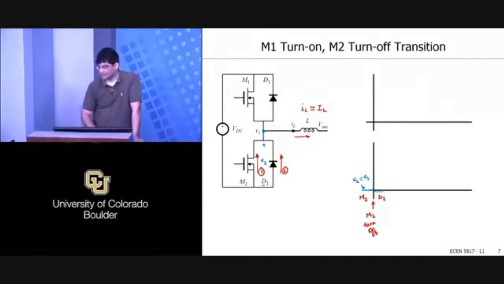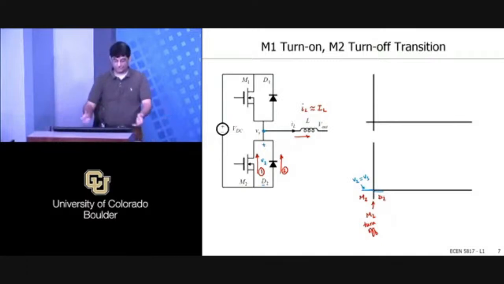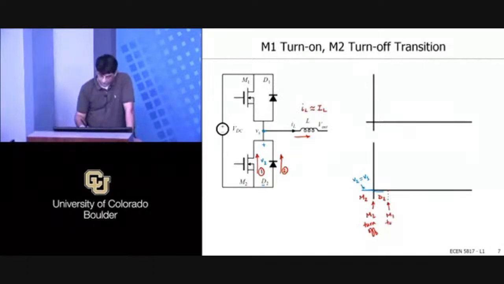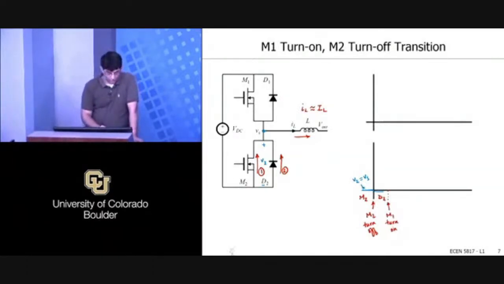All right. Now, we can just stay in this state, but we really want to make a transition, so we have to now turn on M1. So let's say at this point, I'm going to turn on M1. Okay? So what's going to happen now? I turn M1 on.